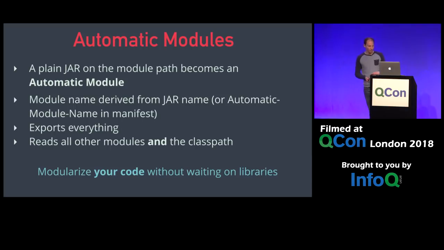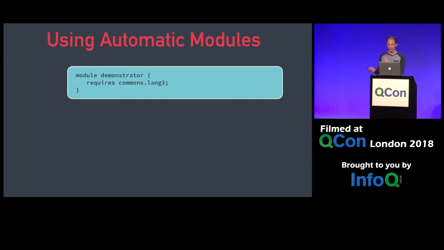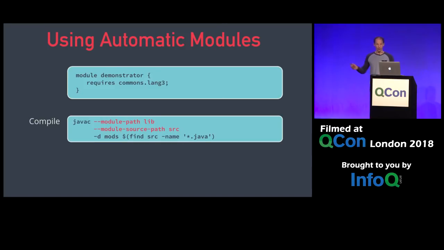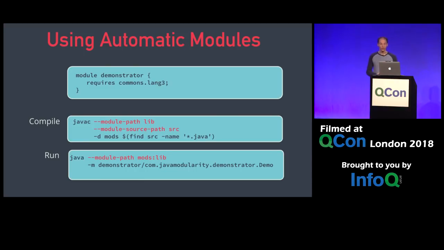So this way we can modularize our code without waiting on our libraries to become Java modules, which is good. So now in our demonstrator jar, we can say requires commons length 3, and we can compile using the module path and the module source path, which you should use to compile modular applications. And once we've done that, we can run the application also using the module path. And there's a -m instead of -jar to start modules instead of plain jar files. So this is the way to approach a migration with dependencies.